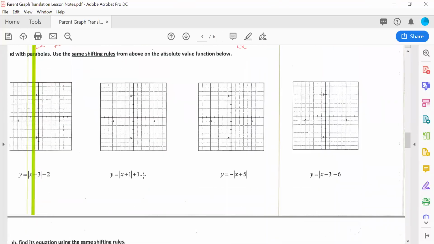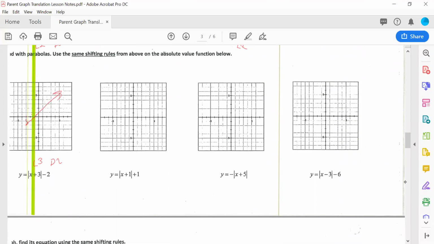All right. Oh, now we got to think. What graph is this? It's absolute value. So it's the V, but the shifts are the same. Your absolute value signs are like parentheses. So x plus 3, so that's to the left 3, and then it's down 2. So it's 1, 2, 3 to the left, and then 1, 2 down. And it's a smiling V.